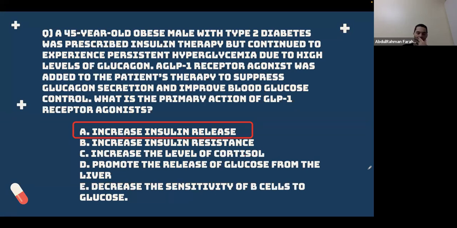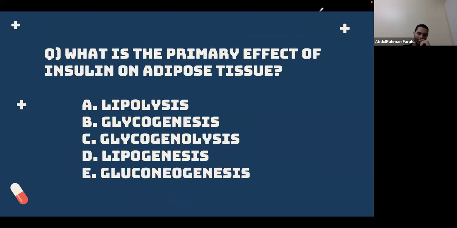Okay, so yeah, exactly. The answer is increase insulin release because we already spoke about how gastrointestinal hormones in general help in increasing insulin release. Okay. What is the primary effect of insulin on adipose tissue?